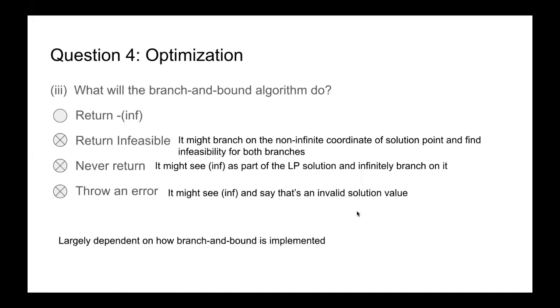So that's it for question 4. I know it was definitely a little long, but there were a lot of different good topics that this question covered in terms of linear and integer programming. And I'd say those are definitely important concepts to keep in mind.